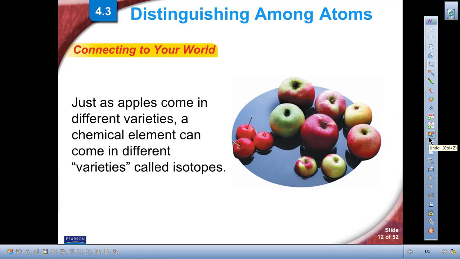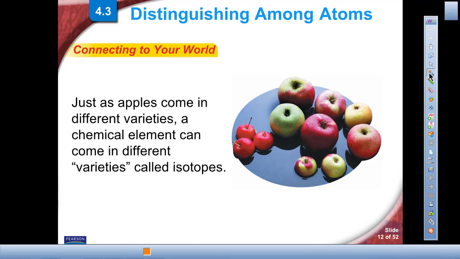Now, just like we have different kinds of apples, and they're all apples, they taste close to the same, but they're a little bit different. We have different flavors. Well, we have something similar when we're talking about atoms. So different varieties of atoms are called isotopes.